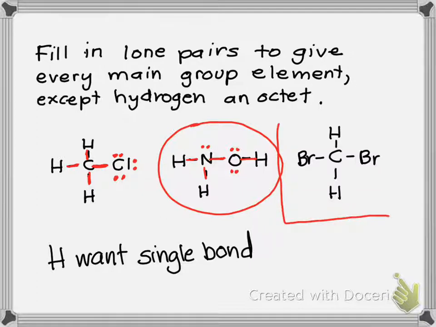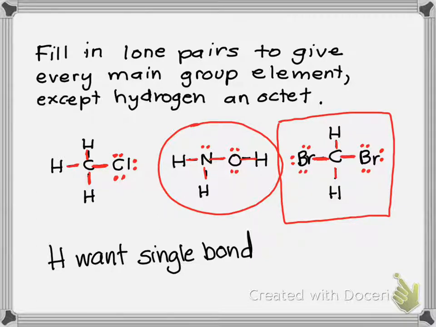Now looking at this last example, the hydrogens are happy with single bonds. Carbon has 1, 2, 3, 4 bonds, so that's 8. Looking at the bromines, it has 2, and so it needs 4, 6, 8, 3 lone pairs. And this bromine needs 2, 4, 6, and then it has this one right here, 8.